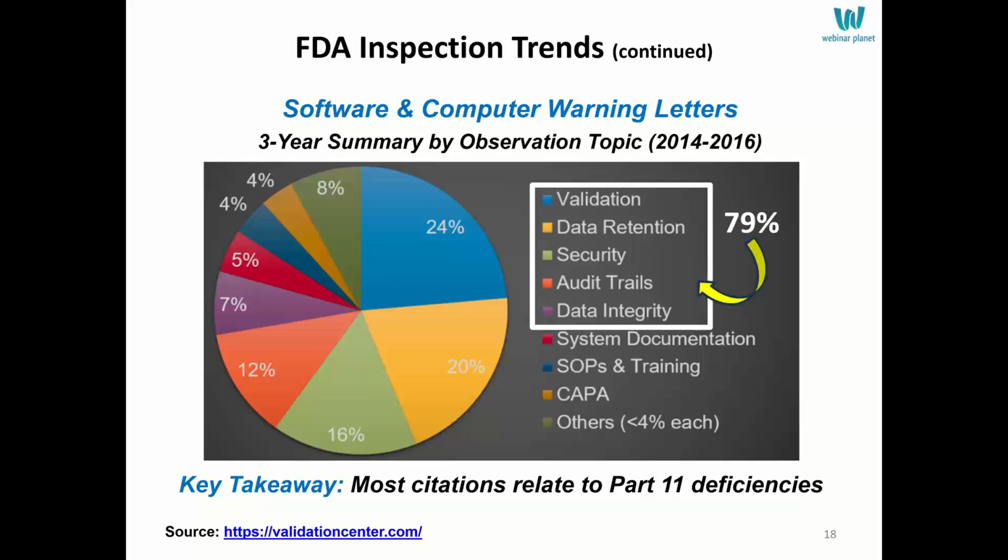Here we see software and computer warning letters based on topic from 2014 to 16, and it shows 79% of the issues relate to validation, data retention, security, audit trails, and data integrity.